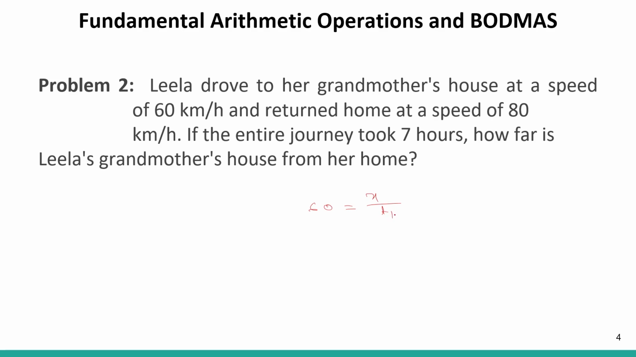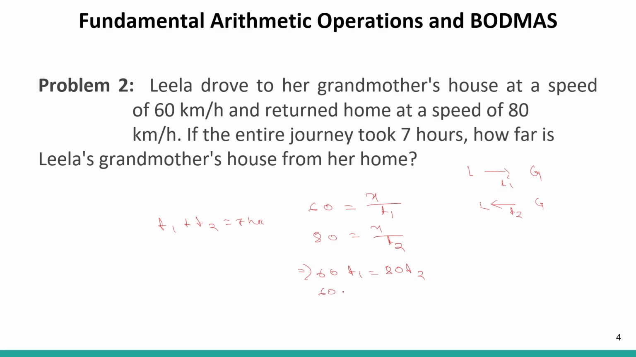Let t1 be the time that Leela takes to go to her grandmother's house, and t2 the time when she comes from her grandmother's house back to her house. So 60 is equal to x by t1 and 80 is equal to x by t2. This implies that 60 t1 is equal to 80 t2, and what we are given is t1 plus t2 is equal to 7 hours.